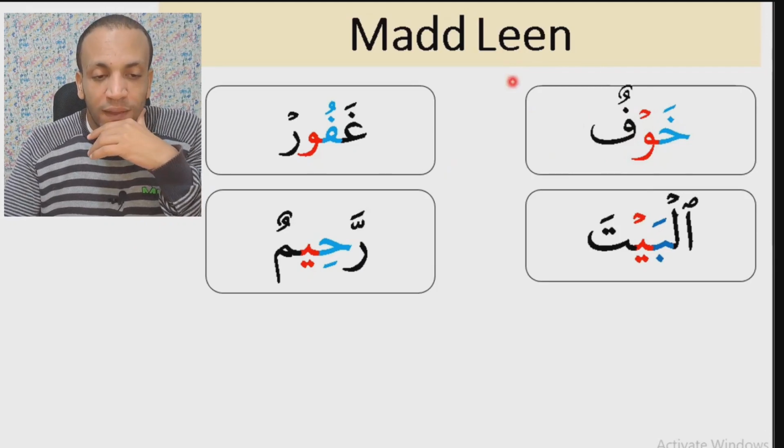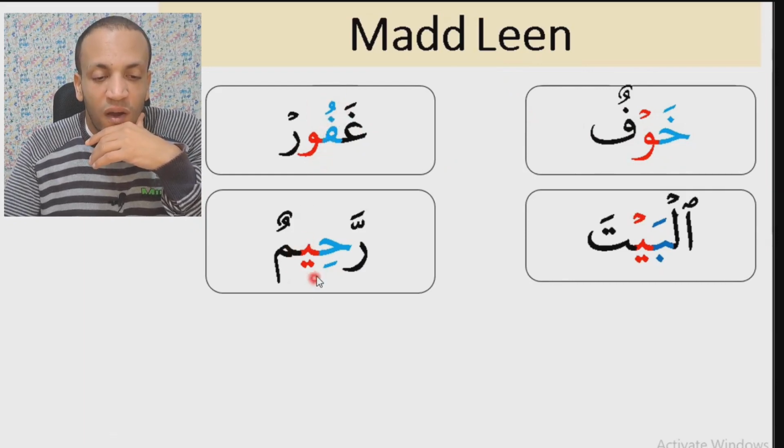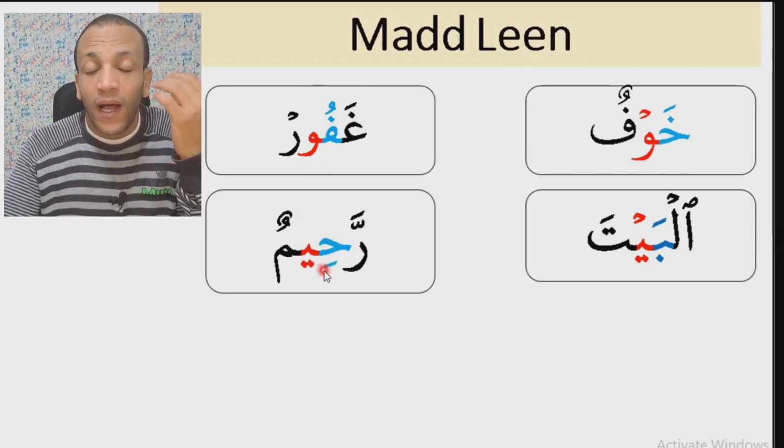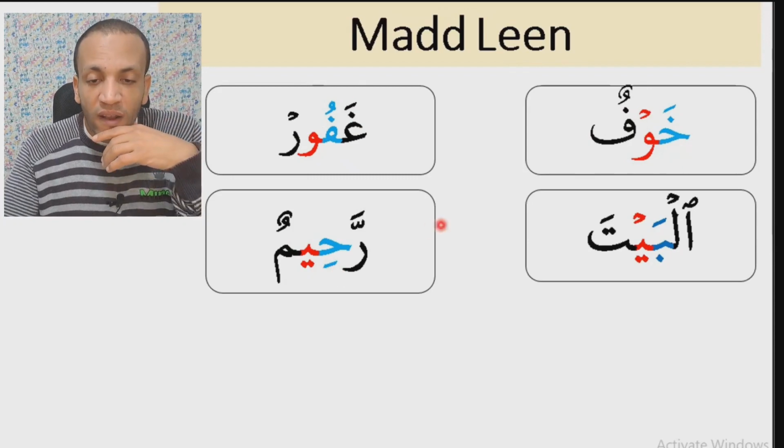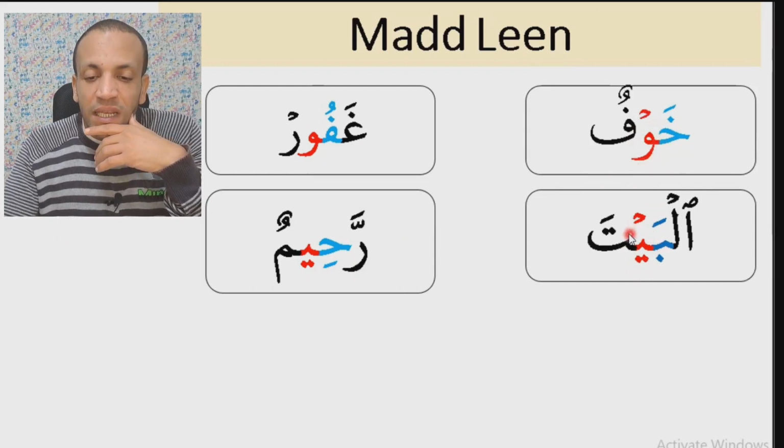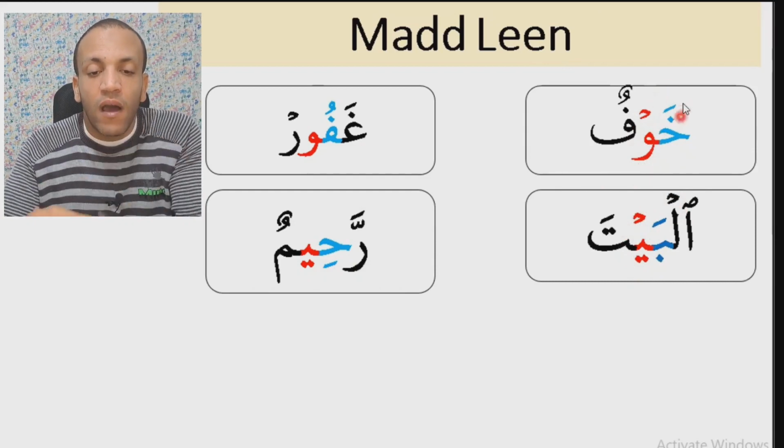So, letters of Madd are the letter Waw when preceded with the vowel Dhamma, the letter Ya when preceded with the vowel Kasra, and also the letter Alif when preceded with the vowel Fatha. But if you find the letter Waw, or like here on your right, the letter Ya preceded with the vowel Fatha, in this case they are called letters of Leen.